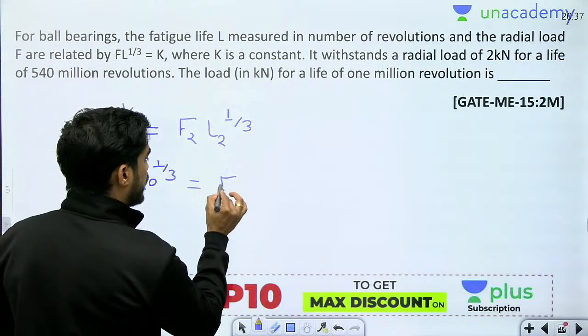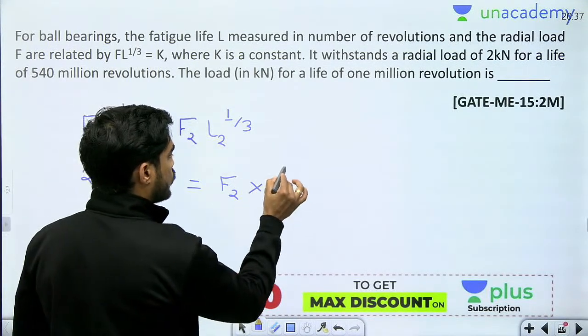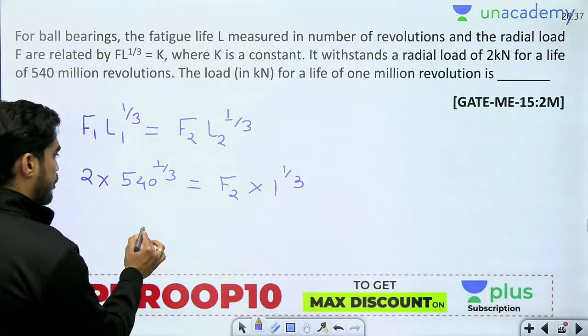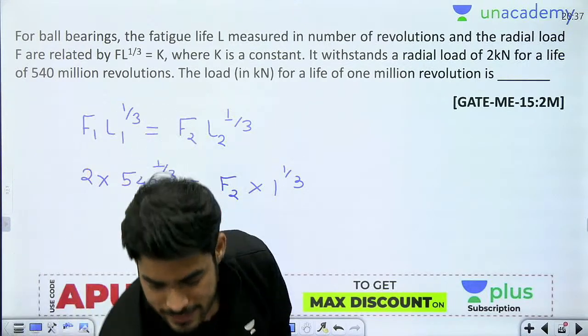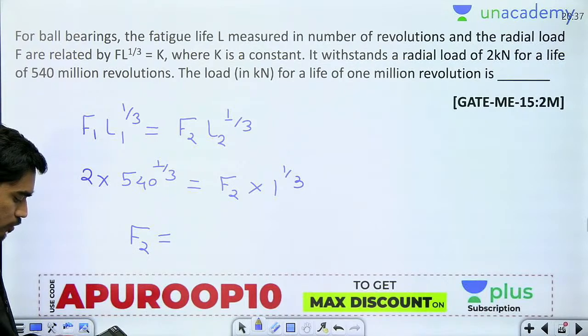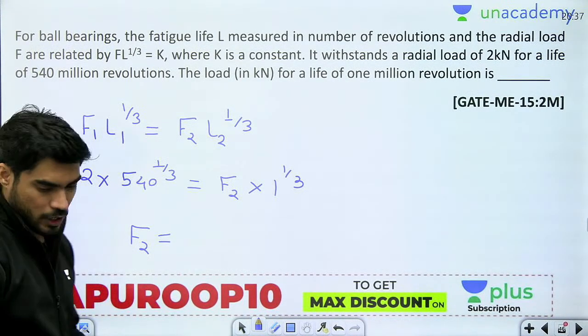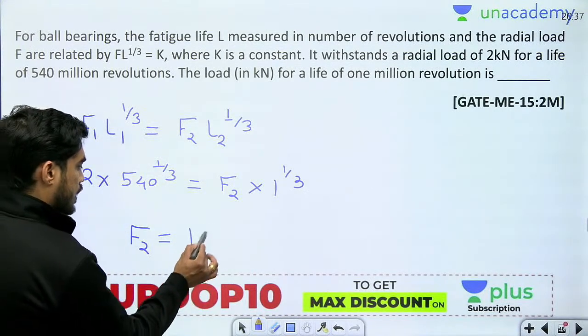So F2 that we need to calculate at L2 means 1 million revolution. So from here simply I will get F2, right? From here directly F2 will come. What is F2? 2 into 540 whole to the power 1 by 3. So it is what? 16.28 kilonewton. Very good, Kalpesh.